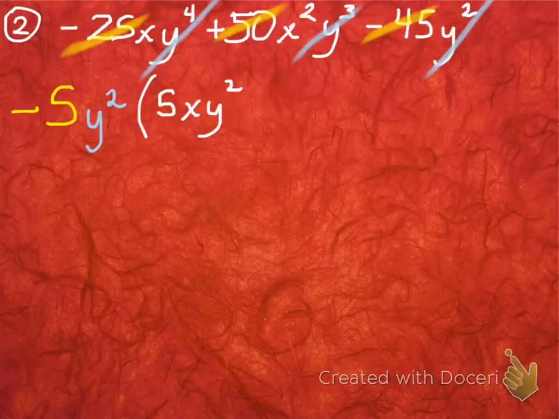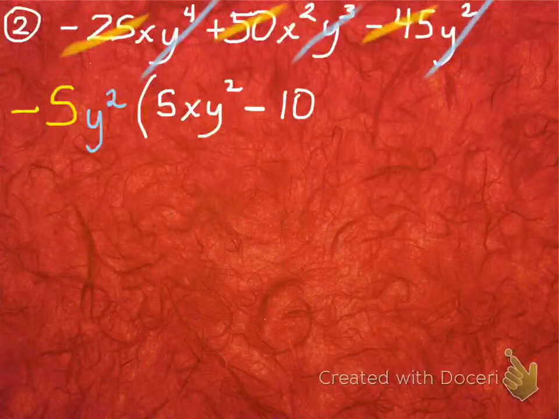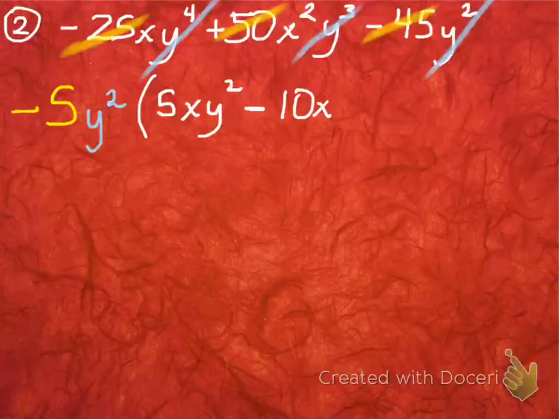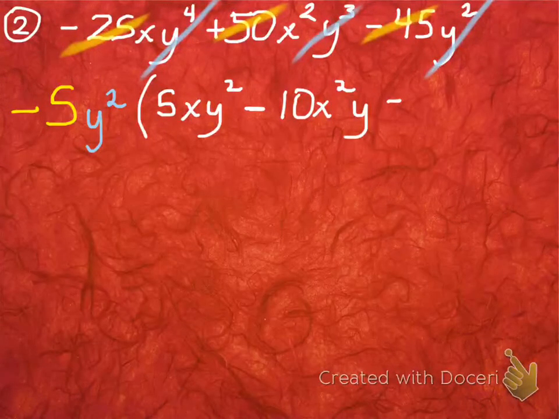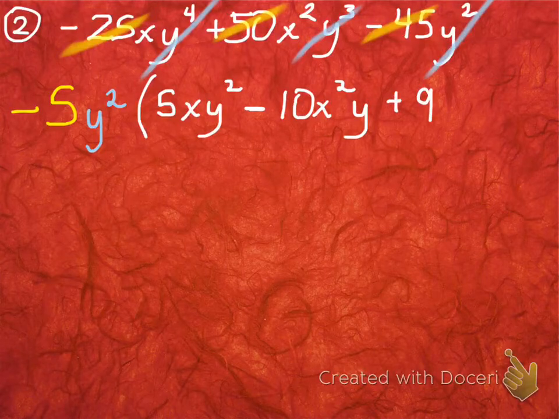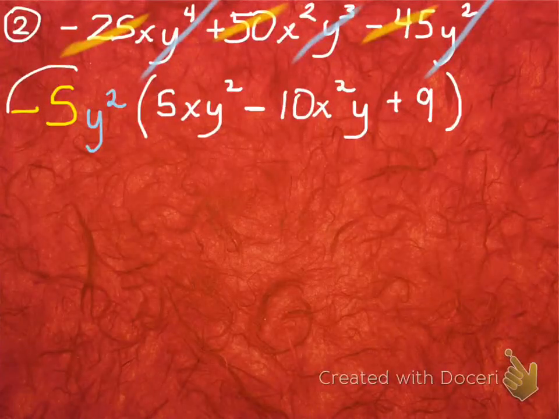Next, x squared y cubed. I'm going to take a positive 50 and divide it by negative 5, and that's going to give me a negative 10. I am not taking out any x's, so they stay the same. I'm taking out 2 y's, so if I have 3, that leaves me behind 1. And then on my next one, I have negative 45 divided by negative 5, giving me a positive 9. I'm not taking out any x's. Well, there's not any x's there. I'm taking out 2 y's, so that means that I'm left with no variables in that last term. That's okay. That is my answer, this whole thing.